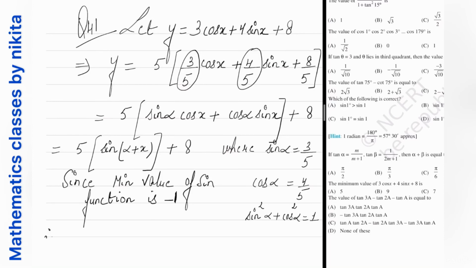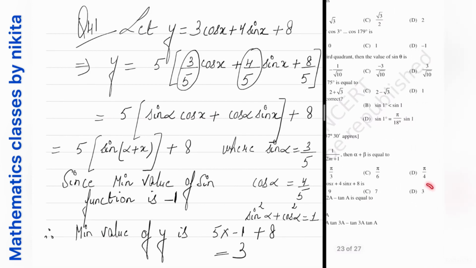So this implies that the minimum value of y is 5 into minus 1 plus 8, and this gives you 3. So the correct option is D part. So D part is my correct option. So my answer for this question is D part. Okay, now let's see the next question.